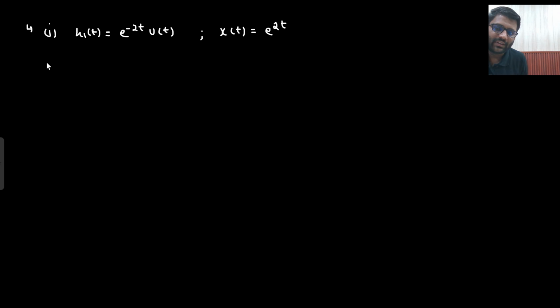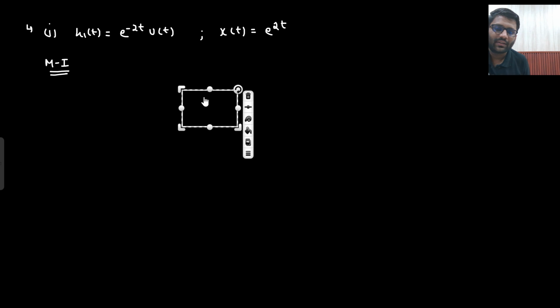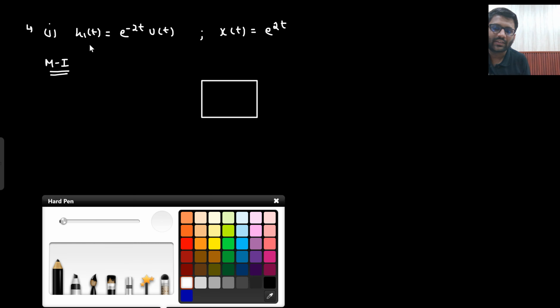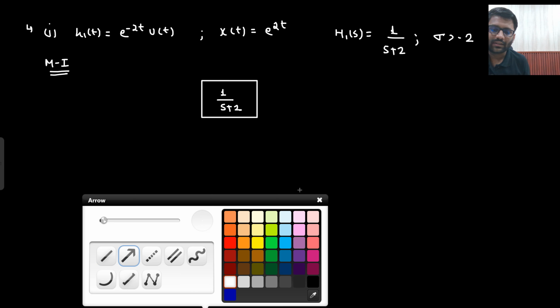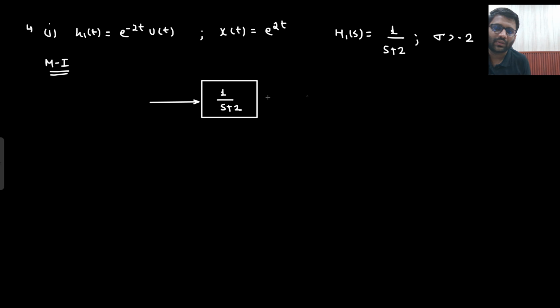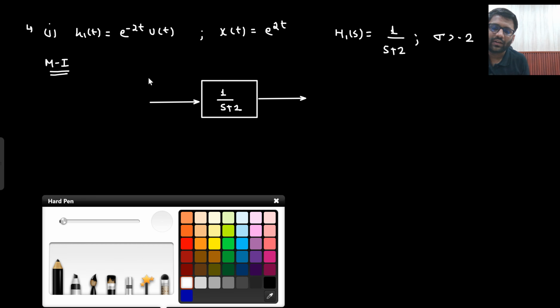So first let's solve it with the concept of eigenvalue and eigenfunction. How do we solve it? Sir, what will be my H1 of s? H1 of s will be 1 upon s plus 2, with the ROC being real part of s greater than minus 2. That means sigma should be greater than minus 2. So sir, this is my H of s. Sir, what kind of input am I applying?